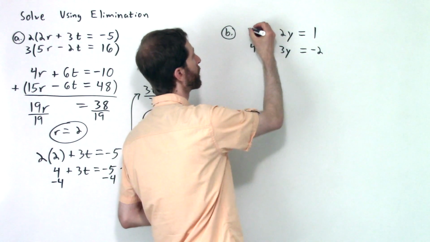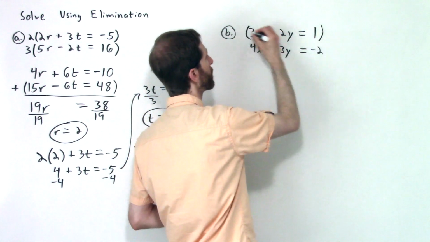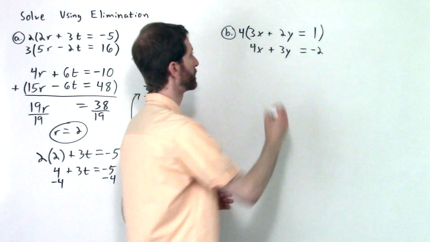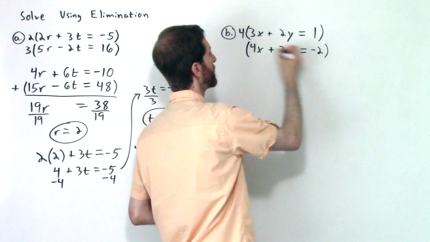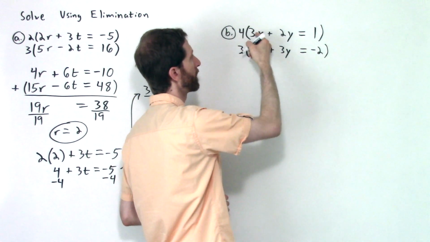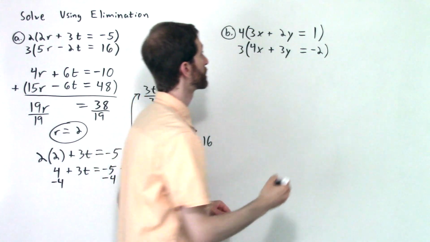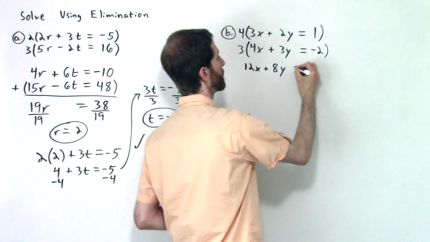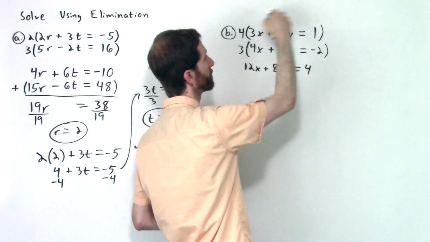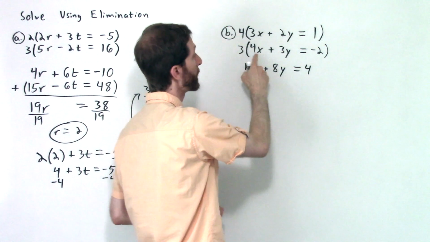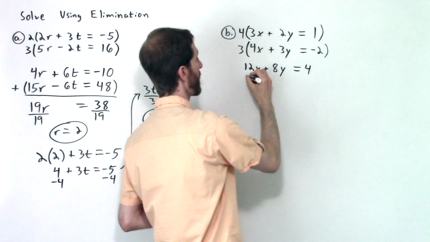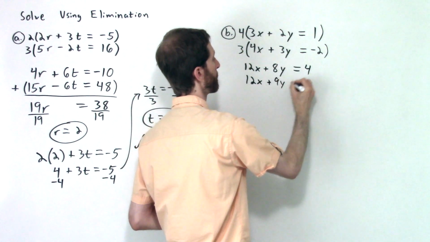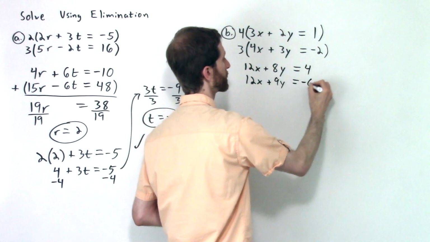So 3 and 4 are going to cancel out if they're both equal to 12. Basically what I'm doing is finding the least common multiple of the two of them, if you want to get fancy. And if I multiply 4 by 3 and 3 by 4, I'll get 12. So what we have left here now is 12x plus 8y is equal to 4. What I did there is I multiplied every single term by 4. Here I'll multiply everything by 3, remembering we have to multiply everything by 3 to keep the equation true. 3 times 3y is 9y. 3 times negative 2 is negative 6.